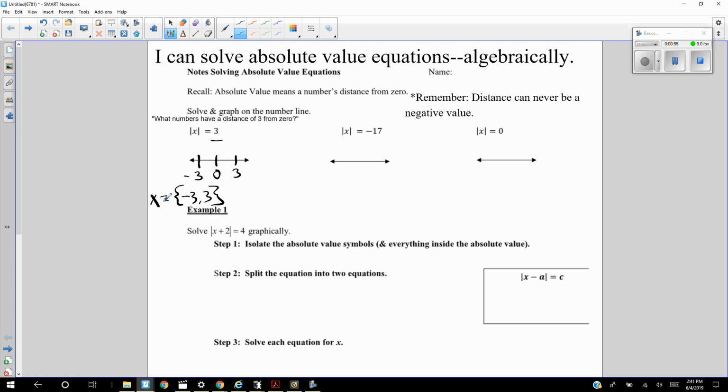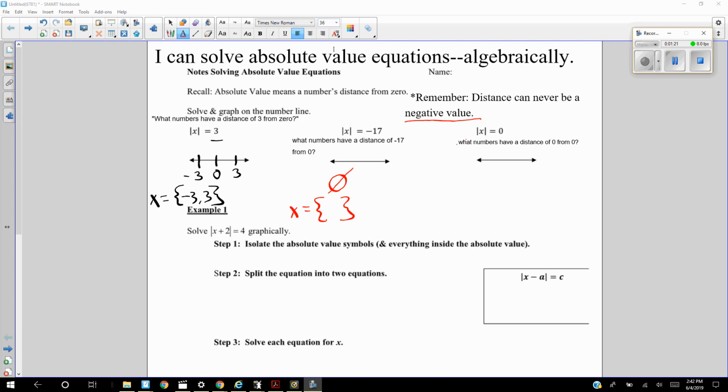On this next one, it is saying what numbers have a distance of negative 17 from 0. And hopefully this one you caught on to. Distances cannot have a negative value. You cannot have a number that has a negative distance. So this is no solution, or again, this may be written as the empty set. No numbers on the inside.